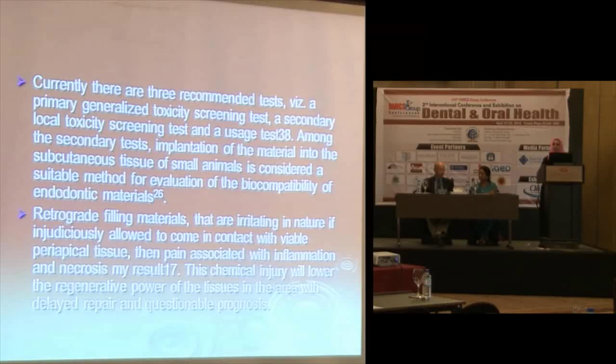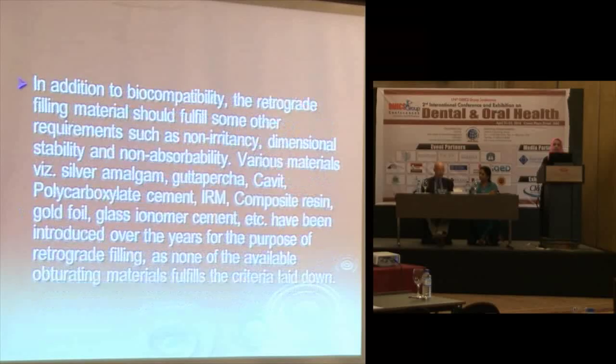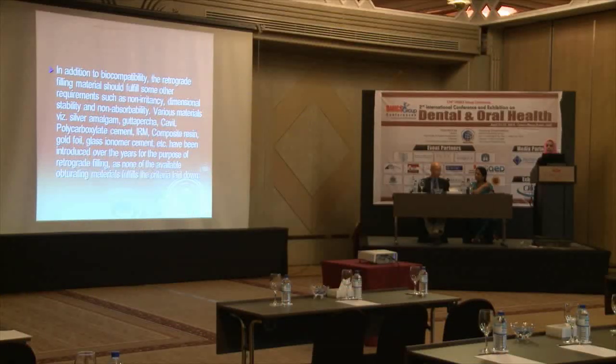Retrograde filling materials that are irritating in nature, if injudiciously allowed to come in contact with viable periapical tissue, may cause pain associated with inflammation and necrosis. In addition to biocompatibility, the retrograde filling material should fulfill other requirements such as non-irritancy, dimensional stability and non-absorbability. Various materials, silver amalgam, gutta-percha, Cavit, polycarboxylate, IRM, composite resin, gold foil, glass ionomer and recently MTA, have been introduced over the years for this purpose.